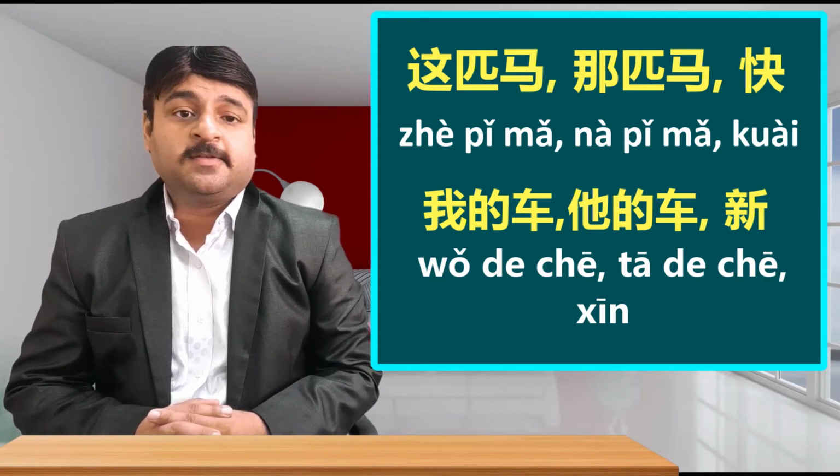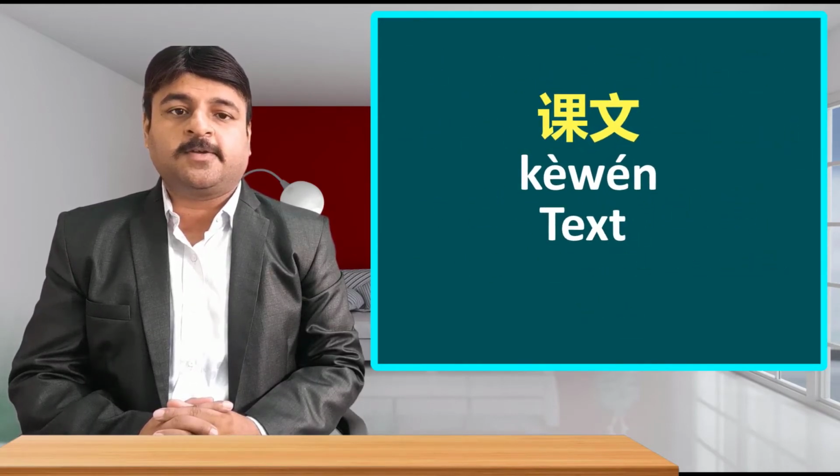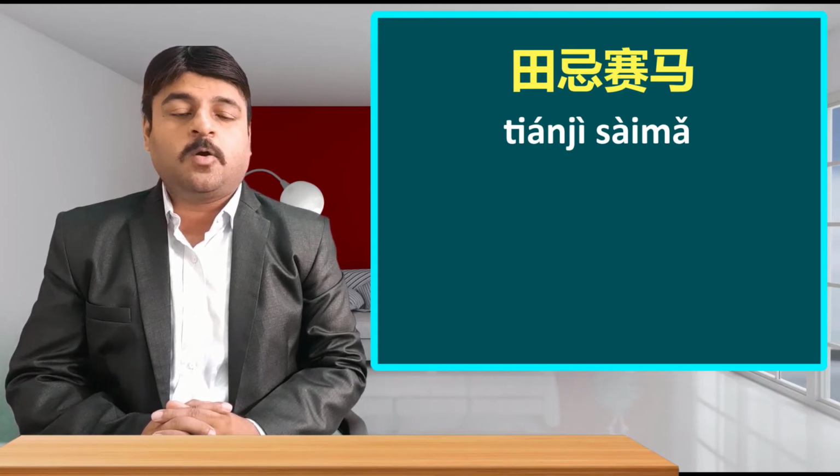Make these changes in the sentences to form new sentences. Let us now read the text of this lesson, which is an interesting story of Tianqi. 田忌赛马. 马 is a horse, 赛 is a race. Tianqi's horse race, or the horse race of Tianqi.